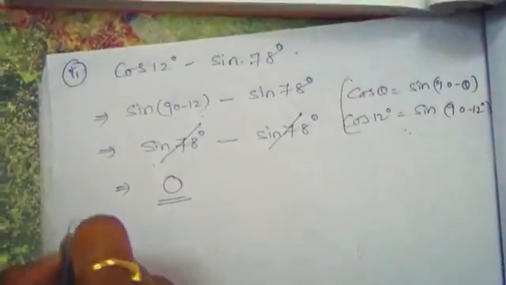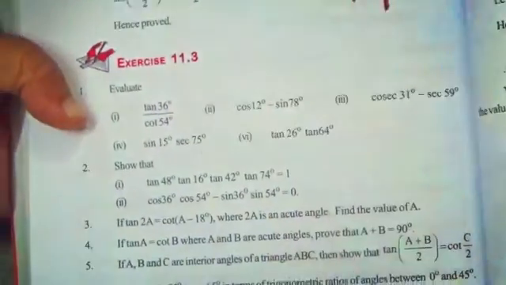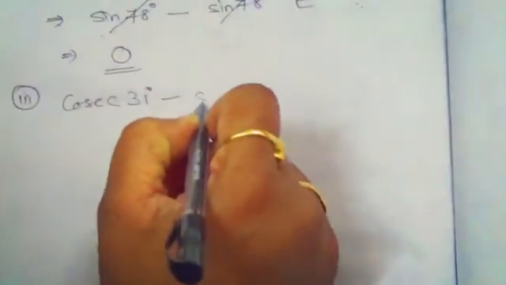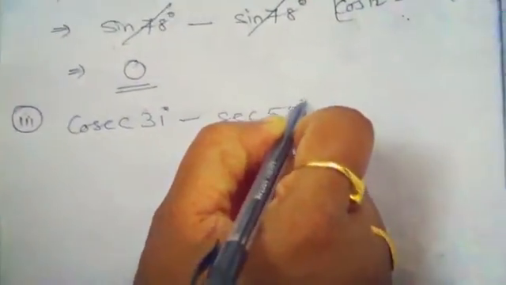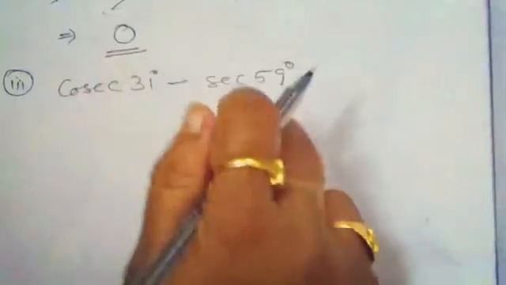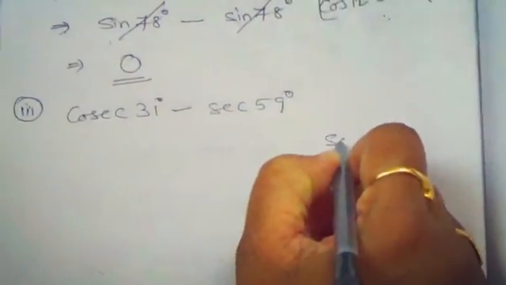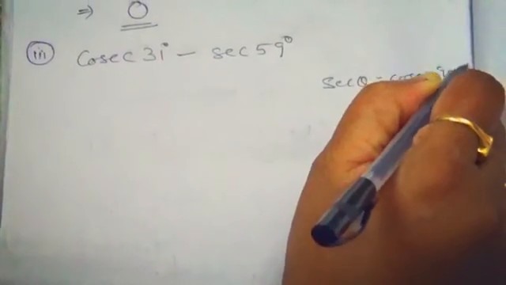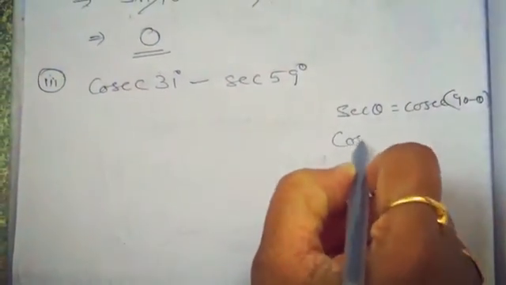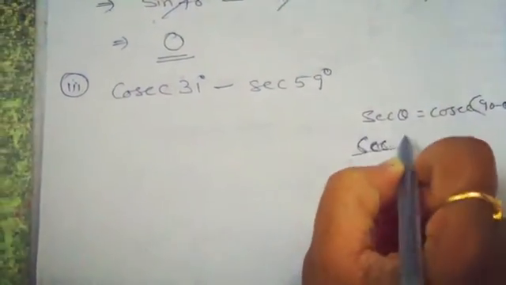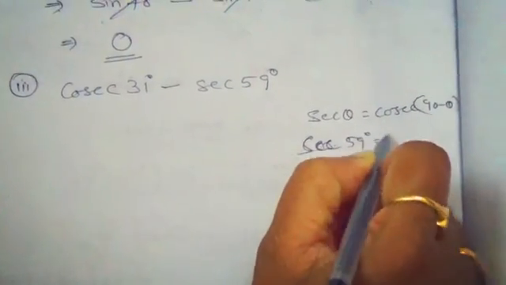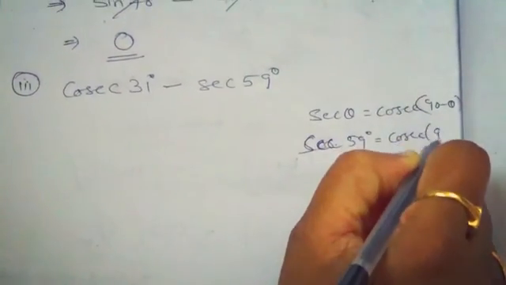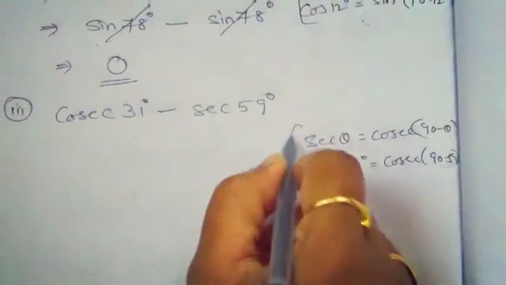And the third one, that is cosecant 31 degrees minus secant 59 degrees, just like the above. Any one you just change. This time I want to change the second one. So secant theta is equal to cosecant(90 minus theta). Just like that, secant 59 is equal to cosecant(90 minus 59).